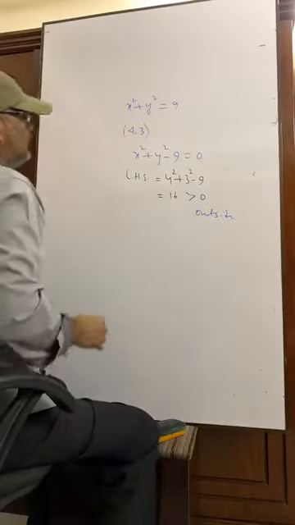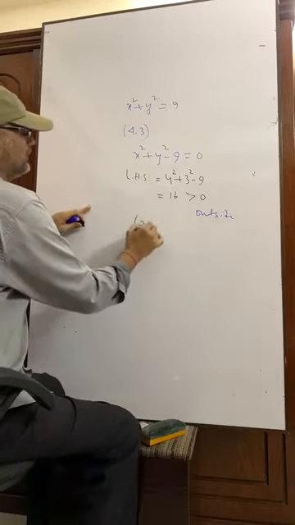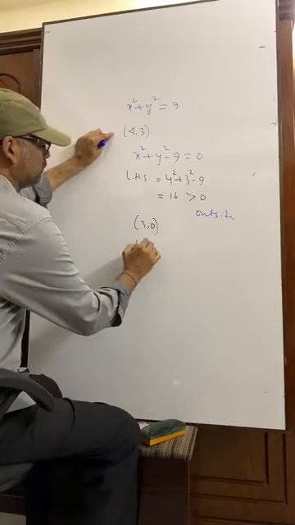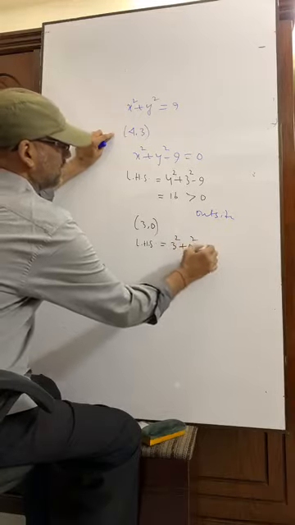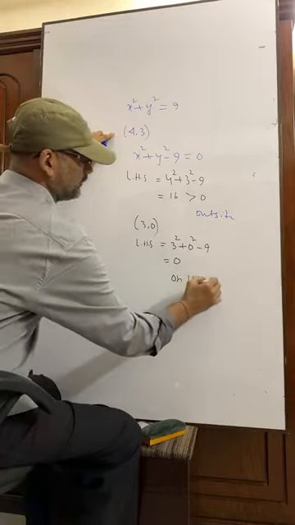Outside. Okay. But if a point is given like this, (3, 0). So the left hand side, we can put the value: left hand side equals 3 square plus 0 square minus 9 equals 0. So it is on the circle.